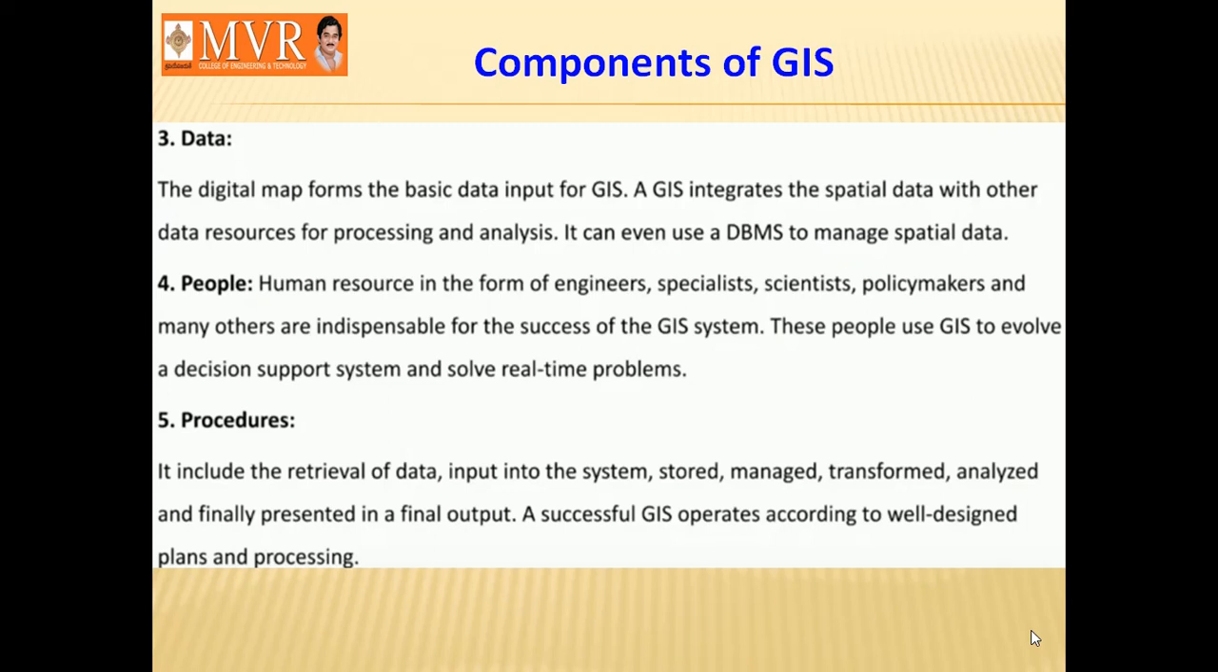What is the data? The digital map forms the basic data input for GIS. A GIS integrates the spatial data with other data resources for processing and analysis. It can even use a DBMS to manage spatial data. So it is the most important component of GIS. Data is one of the very important components. Without data we could not do anything. So digital map and digital data, satellite data, these are all we are using for processing and analysis.